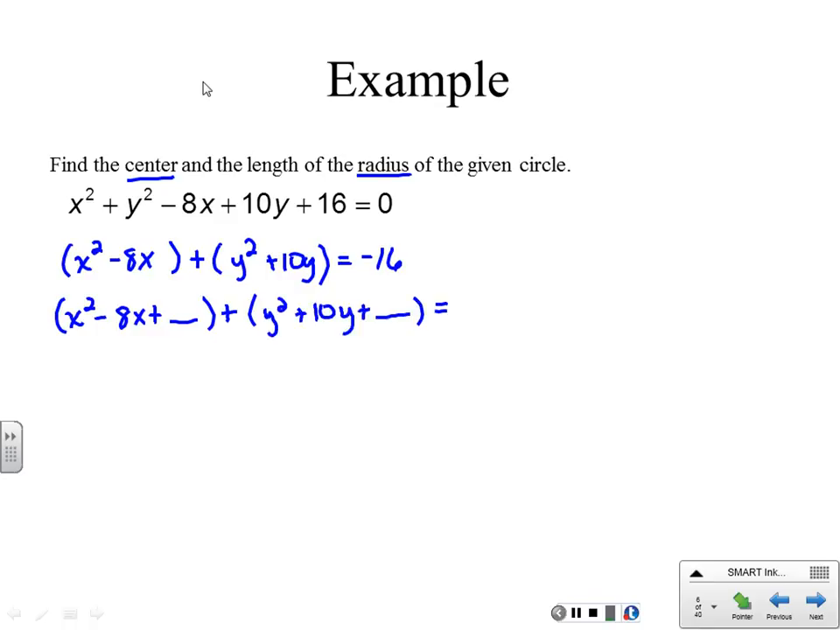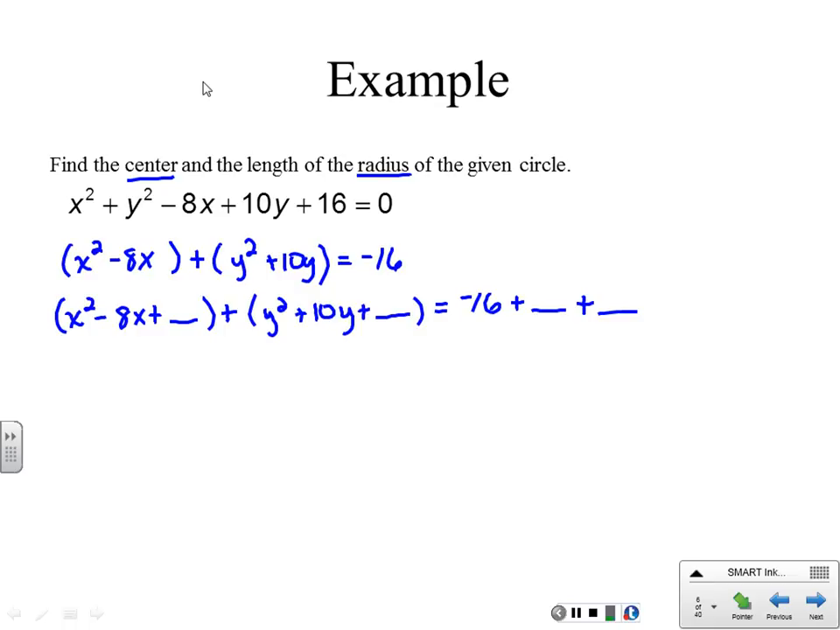And with an equation, how do you keep an equation balanced? What you do to one side, you have to do to the other side. Well, I added 2 blanks on the left-hand side, did I not? Well, guess what? I'm going to add 2 blanks on the right-hand side.